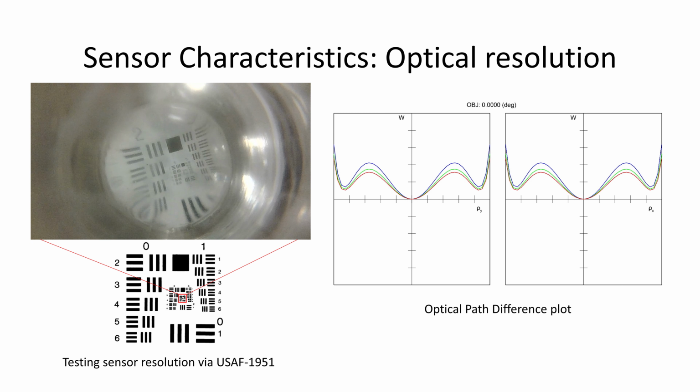Additionally, we present the optical path difference plot, which provides insights into the lens performance. In the OPD plot, the vertical axis denoted by W represents total wavefront aberration, and the horizontal axis denoted by rho Y and rho X represents tangential and sagittal ray height on the entrance pupil of the sensor. The OPD plot shows the presence of aberration near the periphery of the entrance pupil of the sensor.